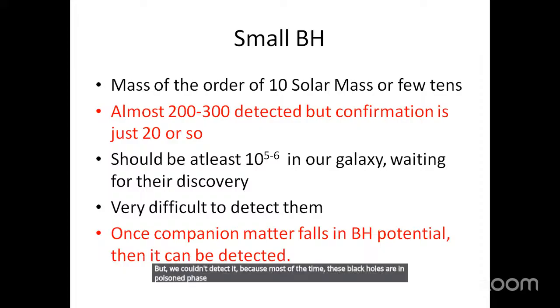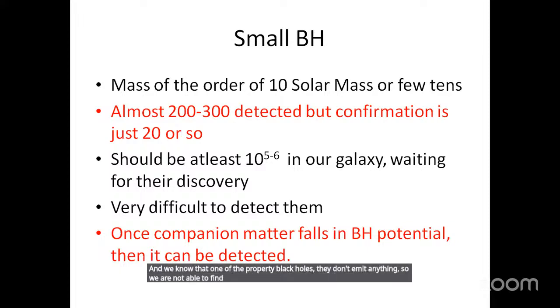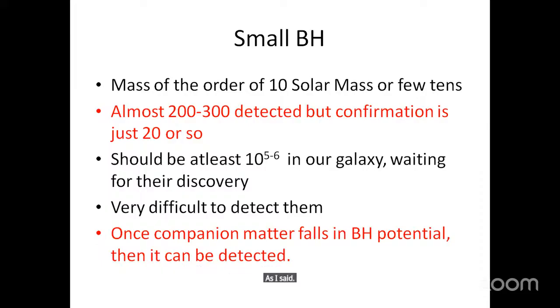Quiescent phase means they don't do any activity. They are very quiet. No radiation is coming. Nothing is coming out. And we know that one of the properties of a black hole is they don't emit anything. So we are not able to find them. But according to simulations and all, you should have more than 10 power 6 stellar size mass black holes in our galaxy. As I said, it is very difficult to detect.